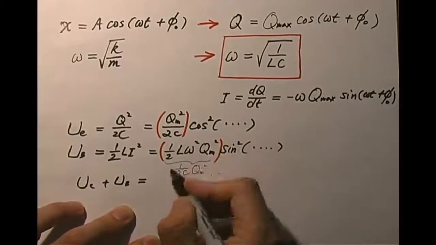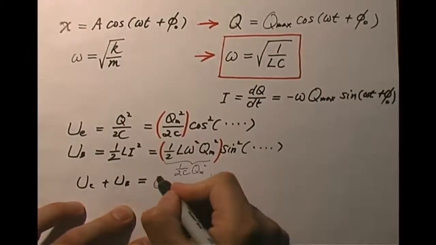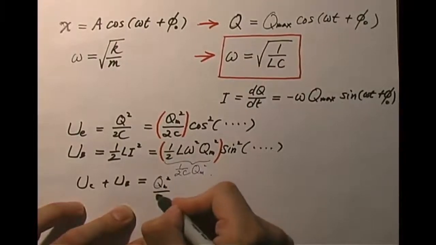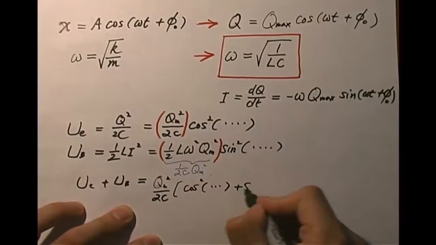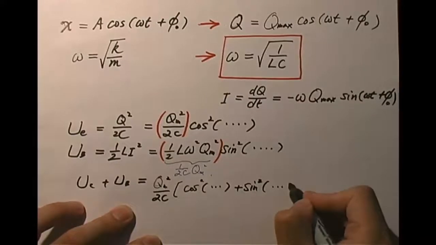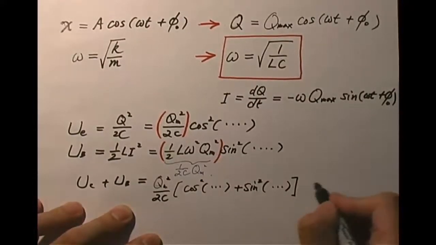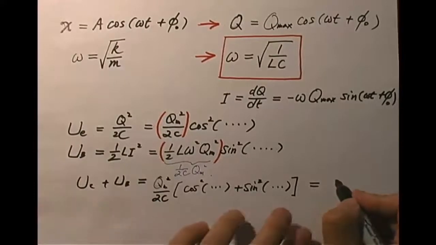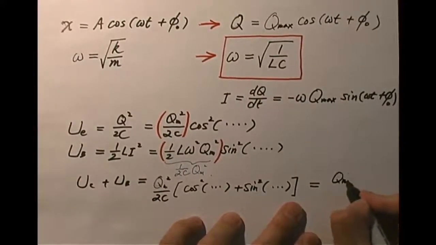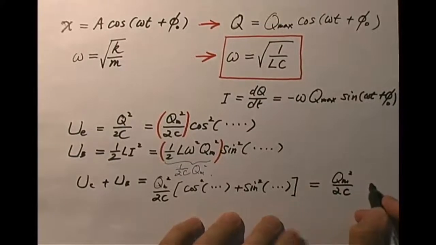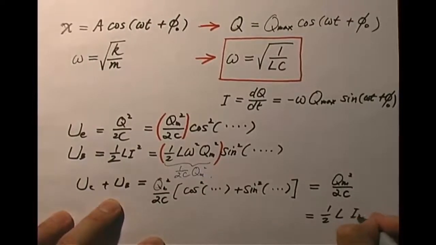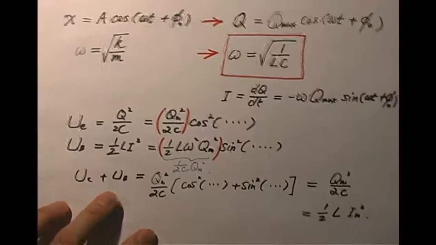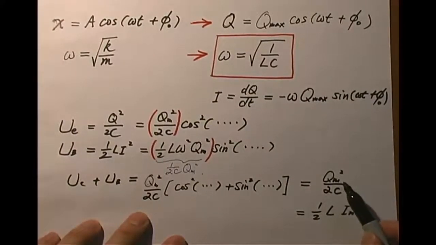And what I have here is Q maximum squared over 2C, and then you have cosine squared plus sine squared, same argument, of omega t plus phi naught. And indeed, this equals a constant, which I can write as Q maximum squared over 2C. I can also write it as 1/2 L I maximum squared. Same thing. You see, what's Q maximum? Q maximum is the maximum value of the charge on the two plates.